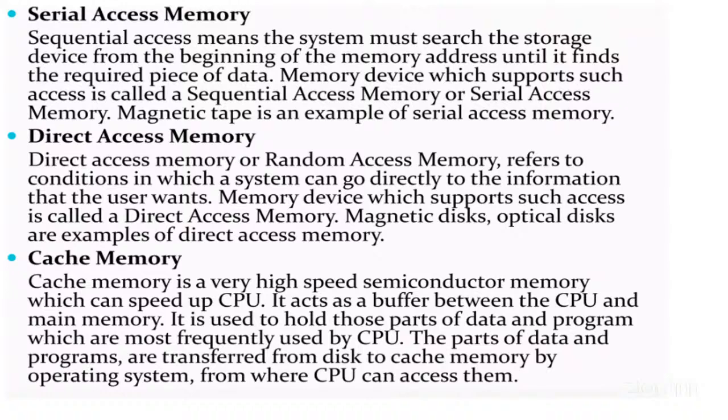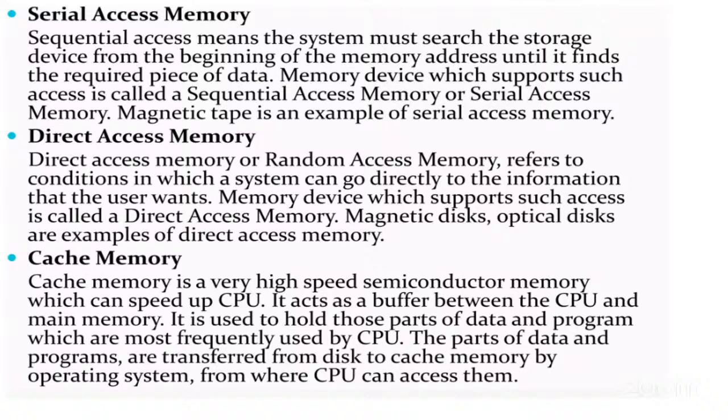Direct access memory. Direct access memory or random access memory refers to conditions in which a system can go directly to the information that the user wants. A memory device which supports such access is called a direct access memory. Magnetic disks and optical disks are examples of direct access memory.